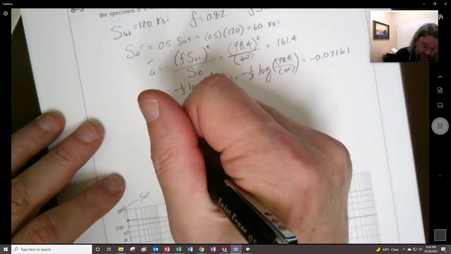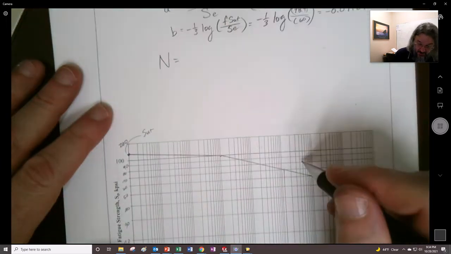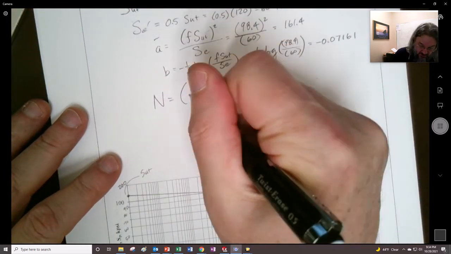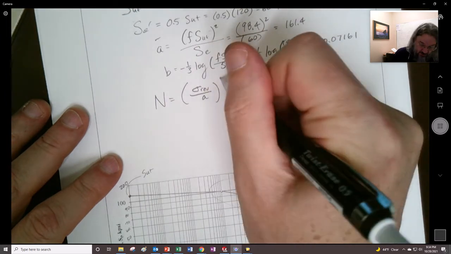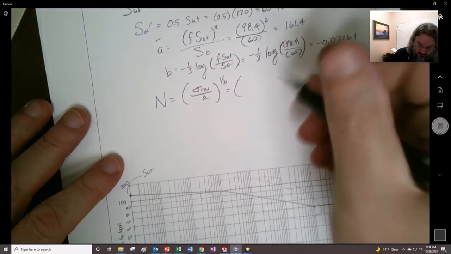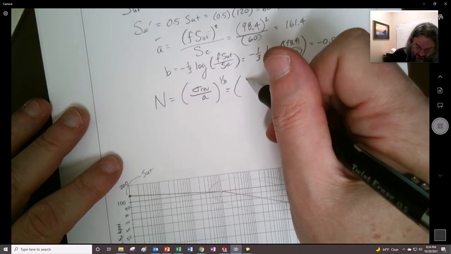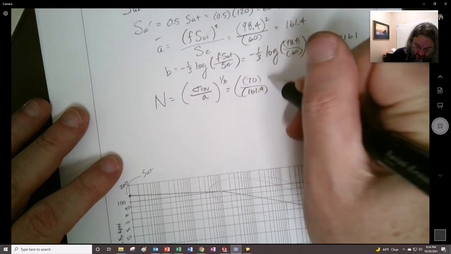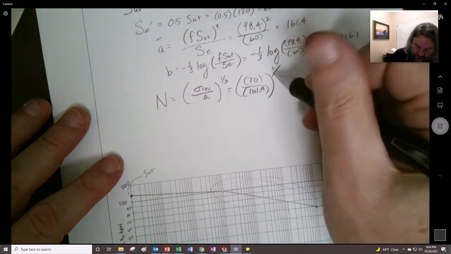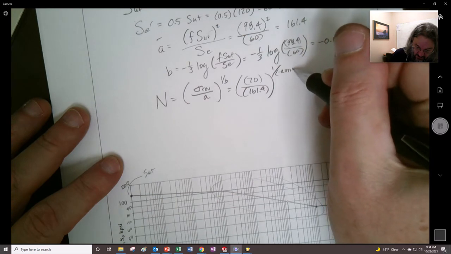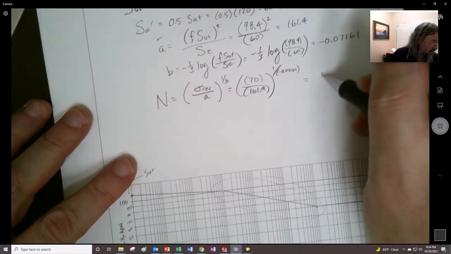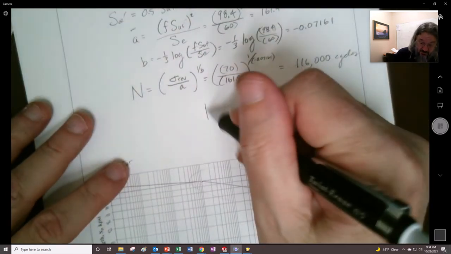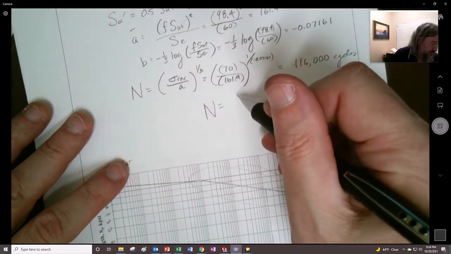So you want to predict life, N, because we're in this region right here. N is going to be the reversed stress divided by a, raised to the 1 over b. Everybody's in ksi, so we're okay here. So we take our 70 and divide it by our 161.4 and raise it to the 1 over, remember that's negative 0.07161. And we get 116,000 cycles. But my answer should only have 2 sig figs, so I say 120,000.